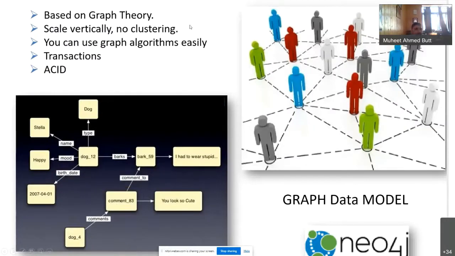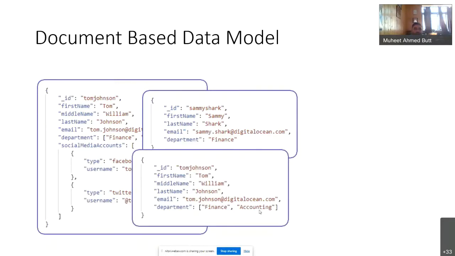Now this is actually the graph theory that you use. Normally you can scale vertically. There is no clustering. You can use graph algorithms easily. When you have graph theory, every node in the graph has incoming edges and outgoing edges, and it can be a weighted or non-weighted graph. Based on that, you can save your data and retrieve it faster using these graphs. Facebook and Neo4j are examples, and Neo4j is a very good NoSQL database model that we use for these graph kinds of data.